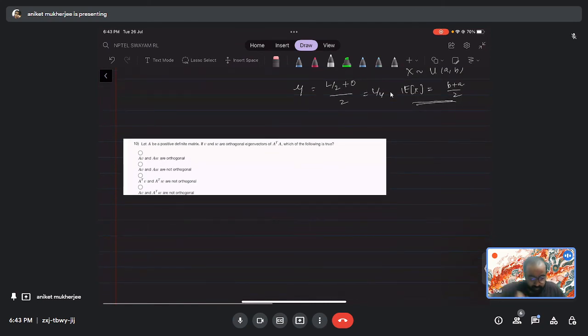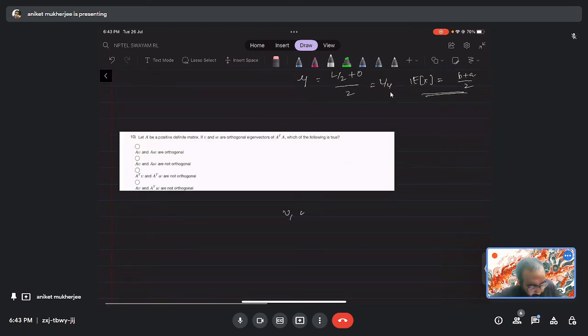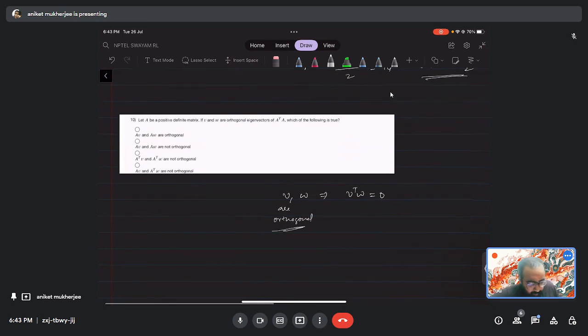So this is the last question for this week's tutorial. It's given, let A be a positive matrix. V and W are orthogonal eigenvectors of A transpose A. Which of the following is true? First let's see what orthogonal vectors mean. V and W are orthogonal if the inner product of them is 0. Now it's given that V and W are the eigenvectors of A transpose A.